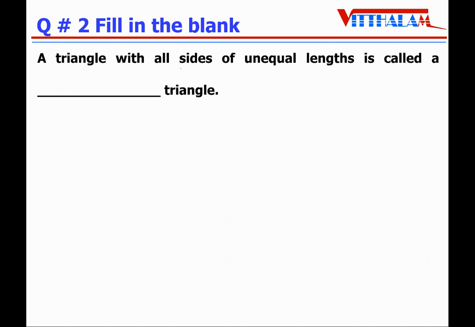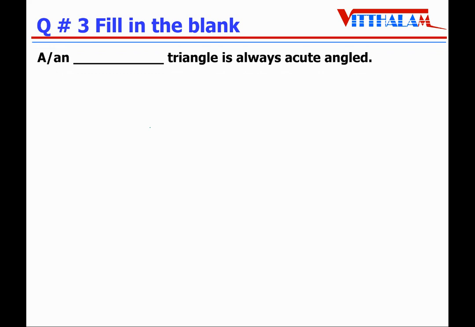A triangle with all sides of unequal lengths, so different lengths, is known as a scalene triangle. If all are the same, it's equilateral. If two sides are the same, isosceles. So these are the different types of triangle based on the lengths of the sides. A blank triangle is always acute angled. So it's an equilateral triangle. An equilateral triangle is always an acute angle triangle. Next.